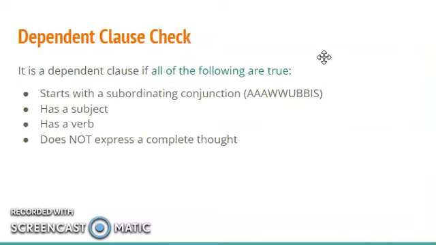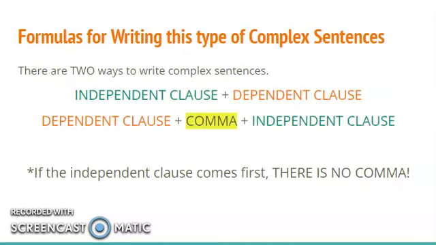So how we know if we have a dependent clause is we have to have all the following to be true. It will start with a subordinating conjunction, one of those AWUBIS. It will have a subject. It will also have a verb, but this is the main thing. It will not express a complete thought. So let's look at some more things with that.